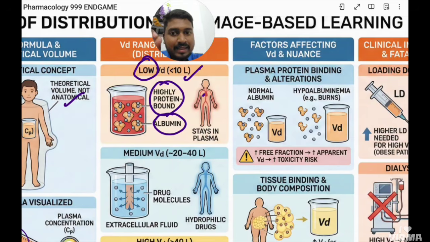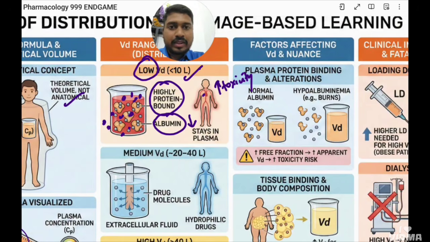Got my point? In this case, if albumin decreases, then what happens? More free drug is available. Now this more free drug can cause increased toxicity. Got my point? So this is one thing which you need to remember.